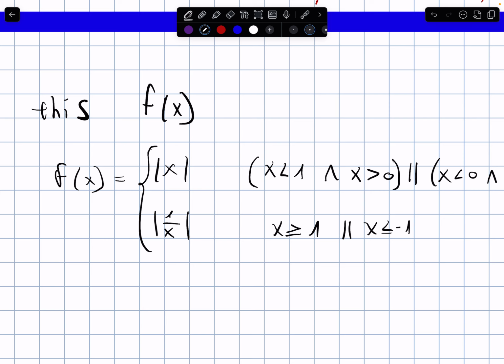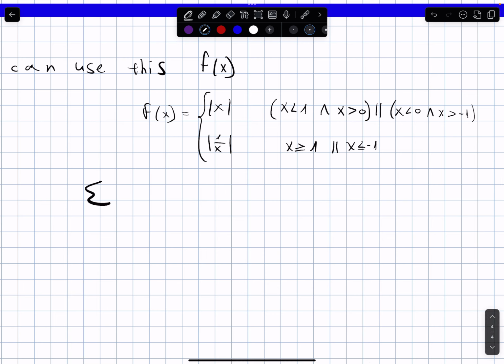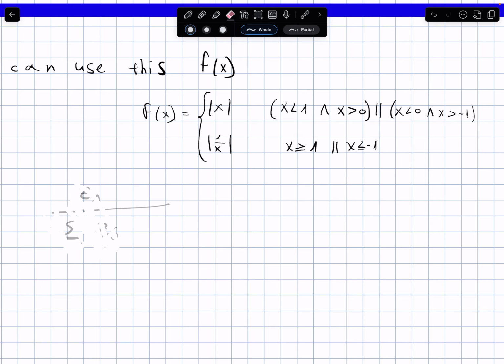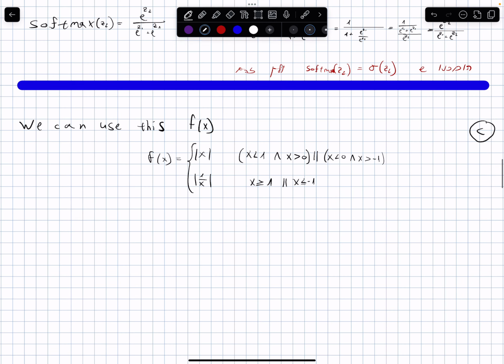And of course this is true because you can say that, for example, for z1, the softmax will be z1 divided by the sum of zj, and everything will be normalized. So this also works, so easy.